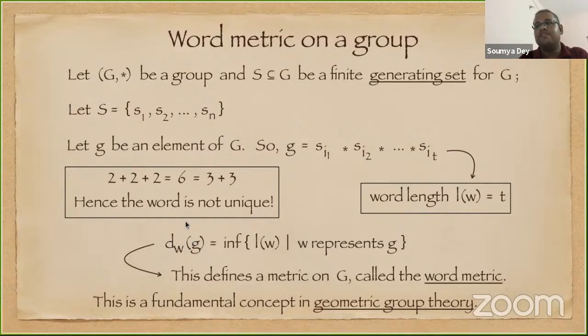So once you have this dW defined, you can give a metric on your group. Given a group and a finite generating set, you can give this word metric. And as I've said already, this is a fundamental concept in geometric group theory, which is a very promising field, and many mathematicians are currently working in this field.